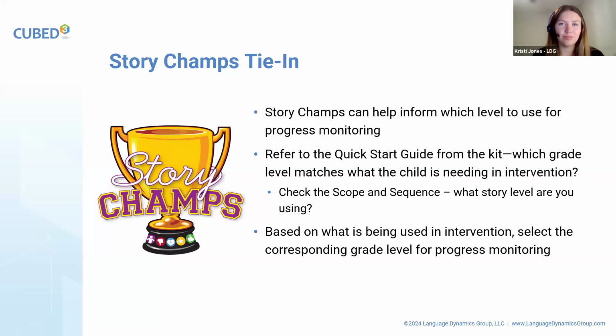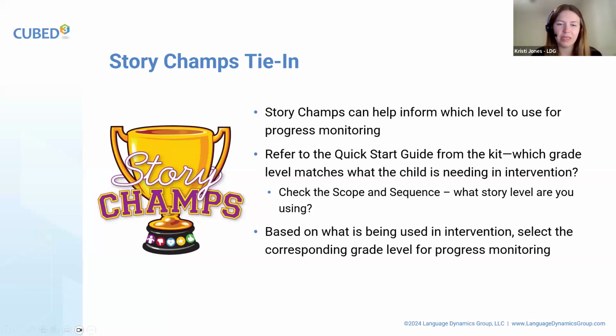And then you can look at the quick start guide and see which grade level that aligns with, and you can then choose that corresponding grade level for progress monitoring. So overall, based on what you're doing in intervention, select that corresponding grade level for progress monitoring, and vice versa. You should be able to use both to give information about one another.